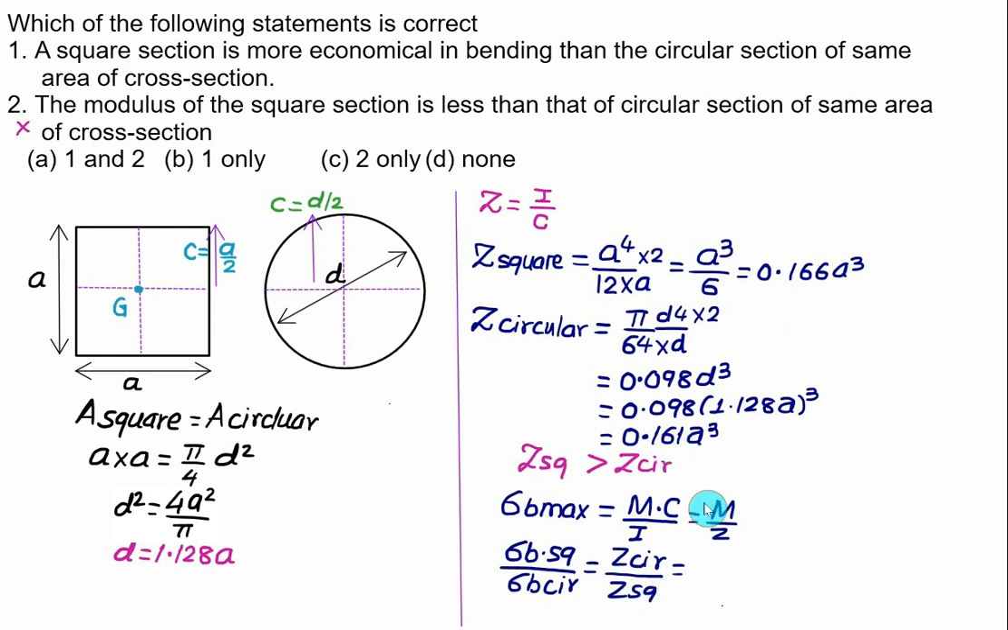So A cube and A cube will cancel out. Z for circular section is 0.161 and the Z for square section is 0.166. So this ratio here is less than 1. Less than 1 means that the bending stress in the square section is less than the bending stress in circular section. So this section is more economical as compared to the circular cross section. So square section is more economical. So choice 1 is correct. So in this case the statement 1 is only correct. Choice B is correct choice.